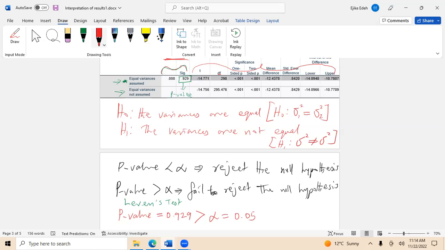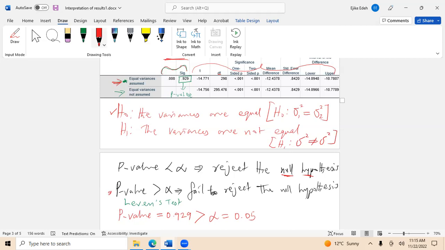So if the p-value is bigger than alpha, then we are taking the second line. Because the p-value is greater, we are failing to reject. Remember, what we're failing to reject is the null hypothesis. So failing to reject the null hypothesis means we are going to assume that the variances are equal, right? And so the interpretation we present is the one on the first row. Okay, so far it's clear, right?